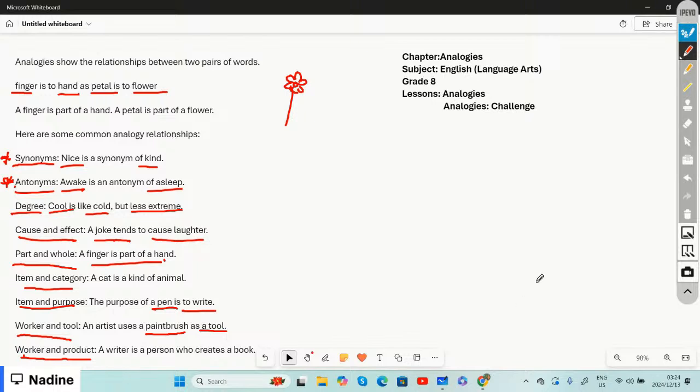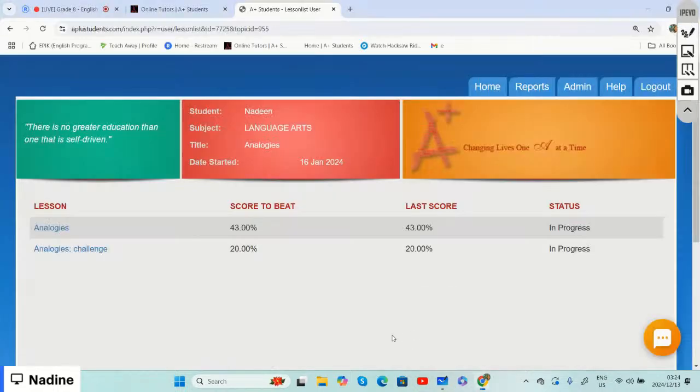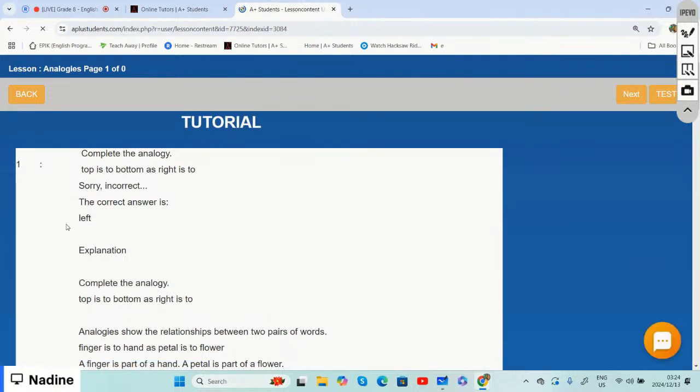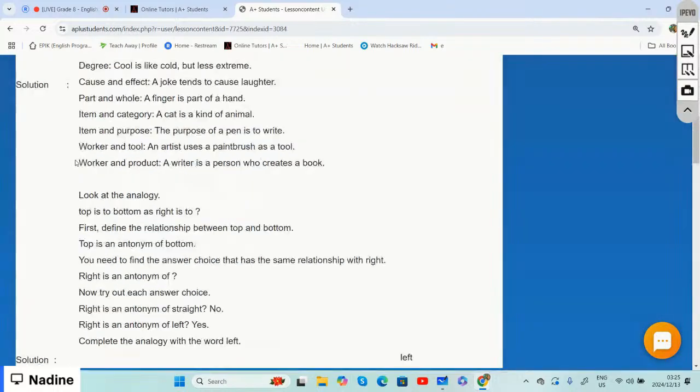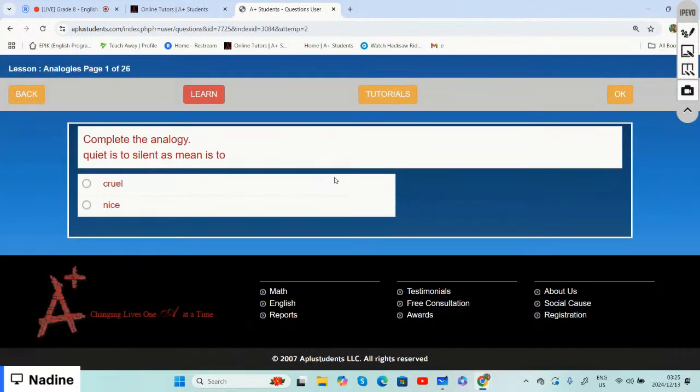All right. So now we're going to aplusstudents.ca and we are going to do analogies. We're going to look at these two pairs of words. We'll see the test, but for now, we're going to just look at analogies. And we can even identify the two pairs of words that match, the one that goes with the other. All right, so now we're going to our test where we are going to complete the analogy.